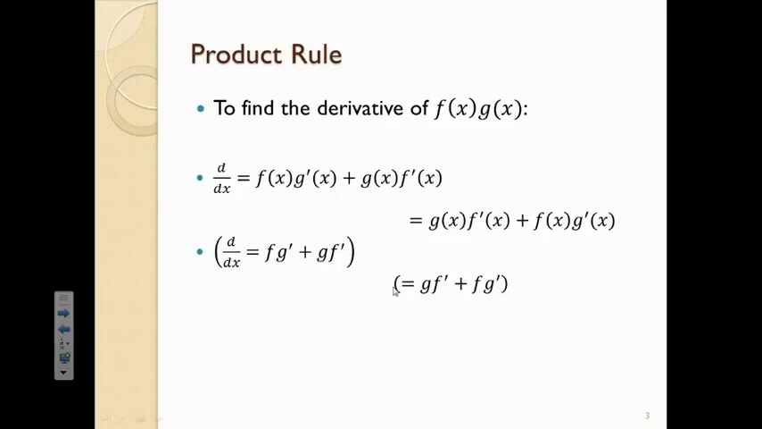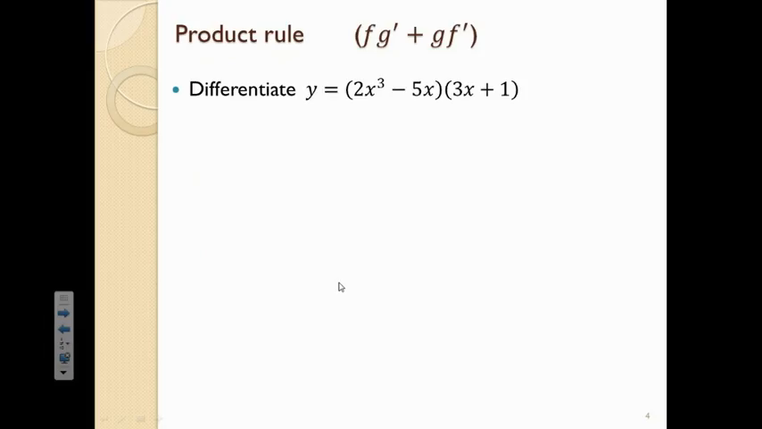The order is not important. Memorize it in whichever way you prefer. Now, using our simple function, if we were going to differentiate y, again, we did that by multiplying out and taking the derivative. We'll get the same answer if we use the product rule with this.